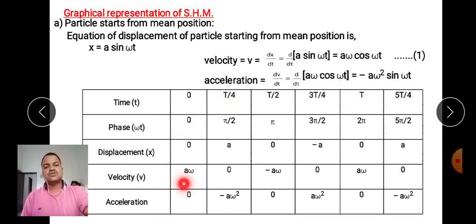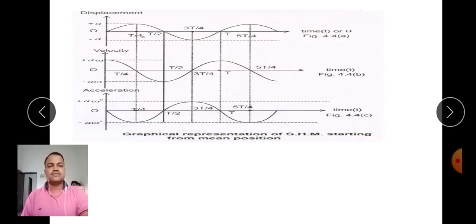With the help of this table, we can draw the graphs of displacement versus phase, velocity versus phase, and acceleration versus phase in the next graph.